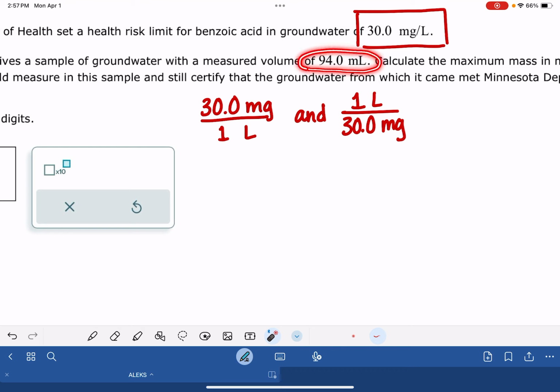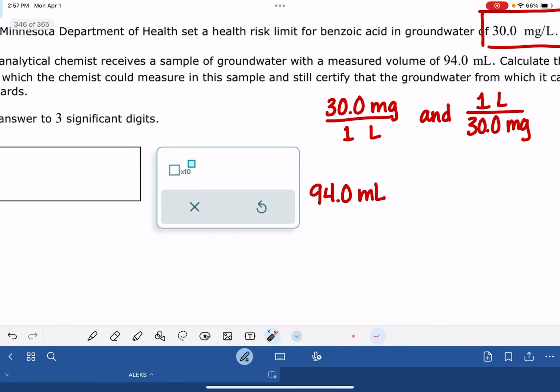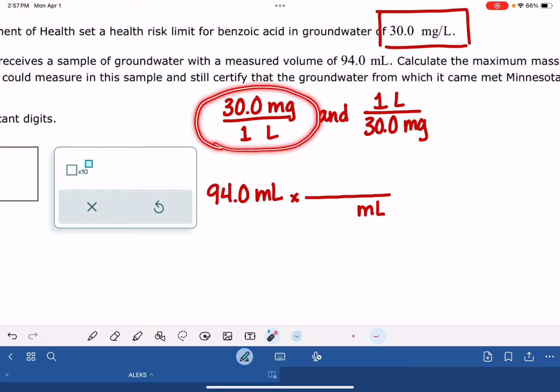The next thing that we're going to do is take the number and the unit that ALEKS has provided to us. We're going to rewrite that, 94.0 milliliters. And just pay attention that ALEKS is asking us to convert this into milligrams. So since I'm starting with units of milliliters, I want to multiply by a conversion factor that has a milliliter unit on the bottom so that that unit can cancel out. Now it looks like this is the version of the conversion factor that I'm going to want to use because it has the volume unit down in the denominator where I want it.